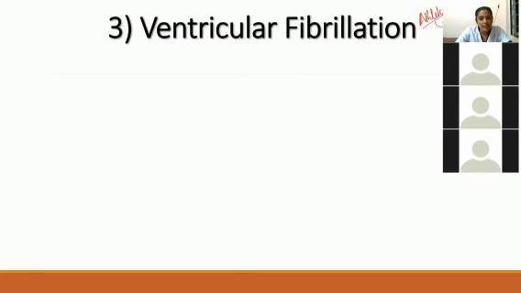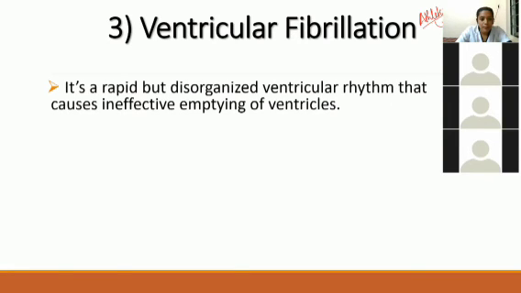Then we move on to ventricular fibrillation. That was just a point I remembered, so I told you. This is the third one, ventricular fibrillation, the last of the ventricular arrhythmias. It is a rapid but disorganized ventricular rhythm that causes ineffective emptying of the ventricles. The rhythm will be irregular and there won't be effective emptying of ventricles, so obviously the cardiac output will be affected and the body won't get adequate blood.